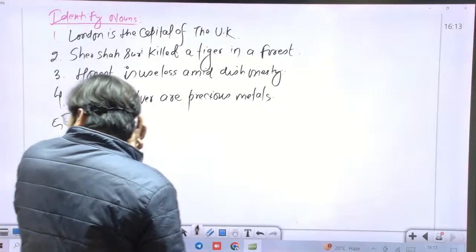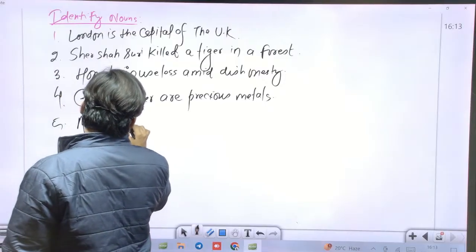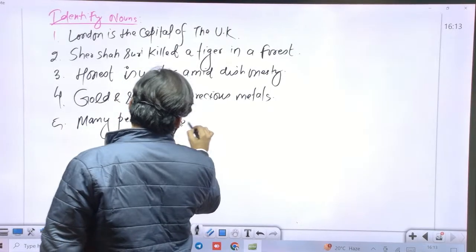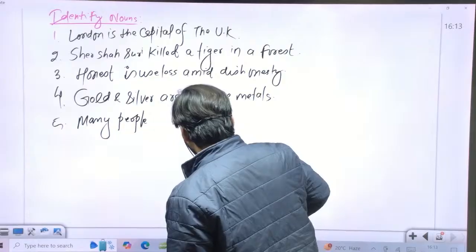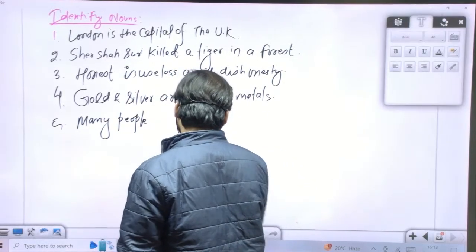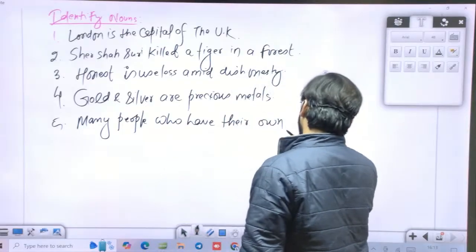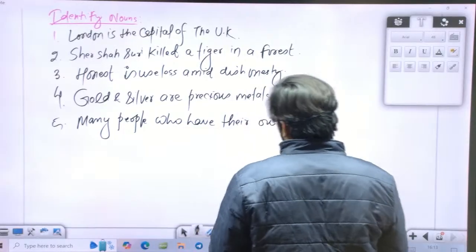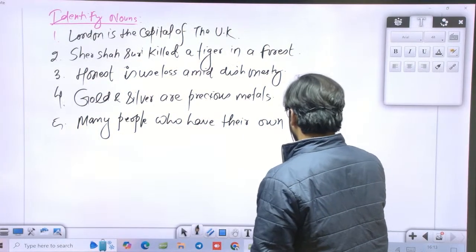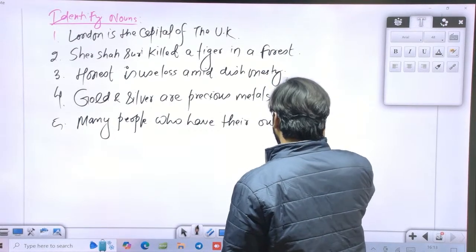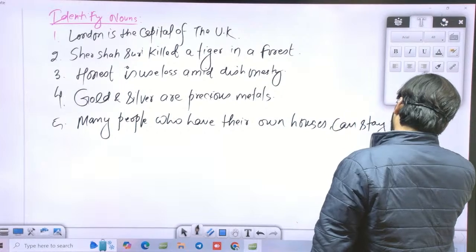Question number five is: Many people who have their own houses can stay in this hotel.